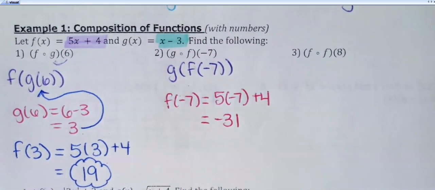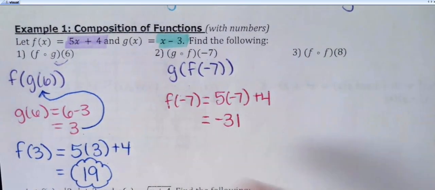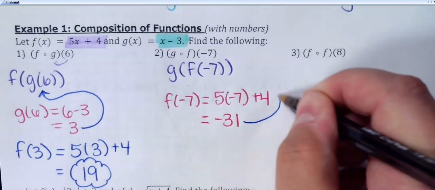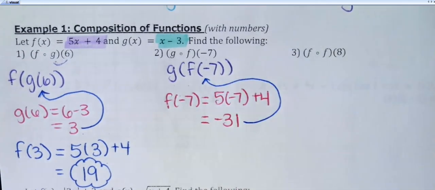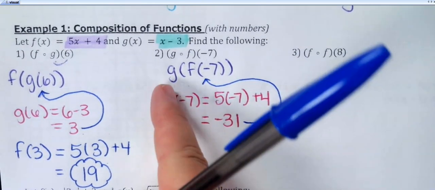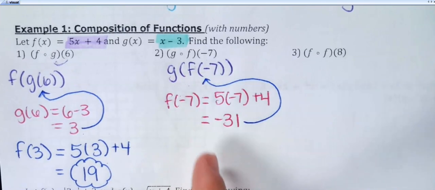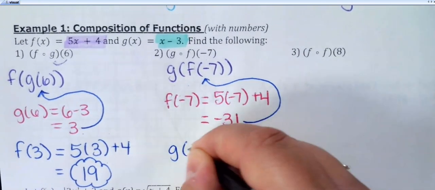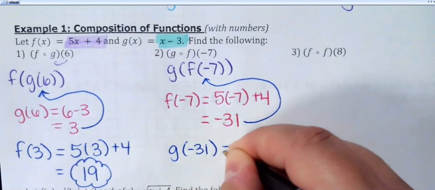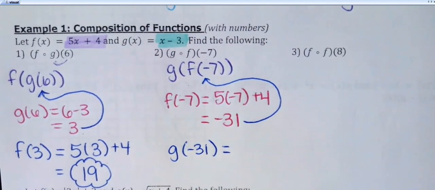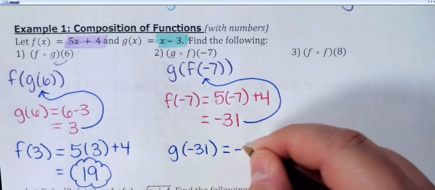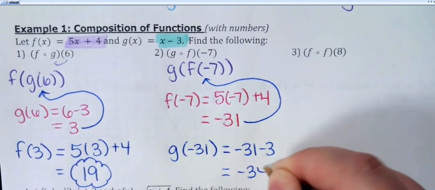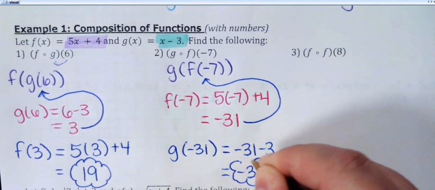Okay, so I'm partially done. That is f of negative 7. Once you have that, then you plug that into the g function. So this is g of f of negative 7. Well, f of negative 7 is negative 31. So then I'm going to do the g function with negative 31 in it to get my actual answer. That guy's just x minus 3. So negative 31 minus 3, I'm getting more negative, would be negative 34 for my answer there.